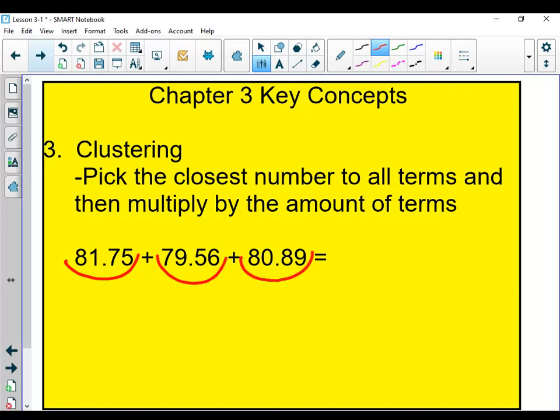What are all 3 of these numbers close to? The nicest number you can think of. I think of 80. The amount of terms, there are 1, 2, 3. 80 times 3. I'm going to estimate that this is about 240. Did you see I changed that equal sign to an estimate sign?